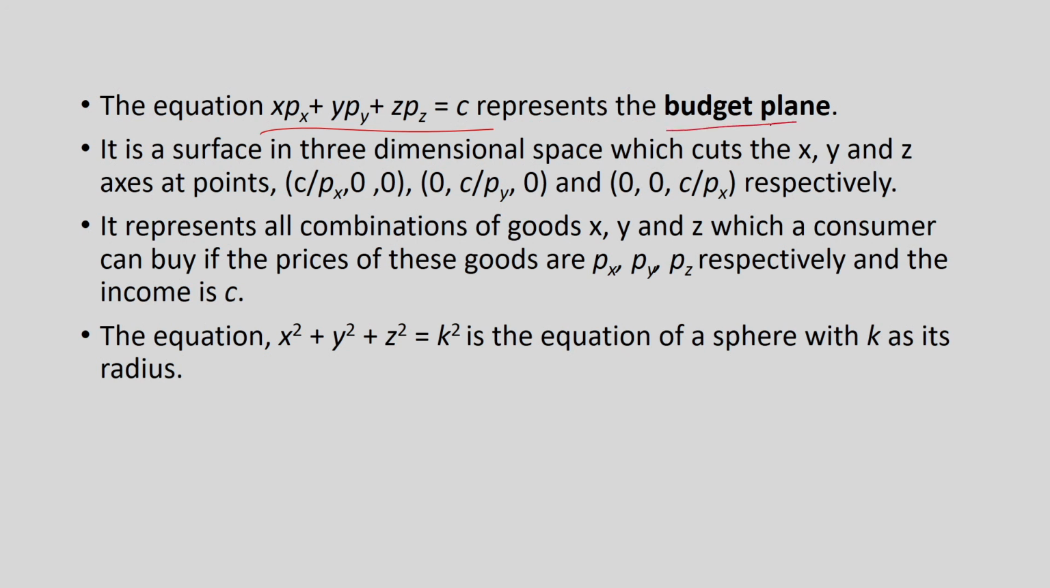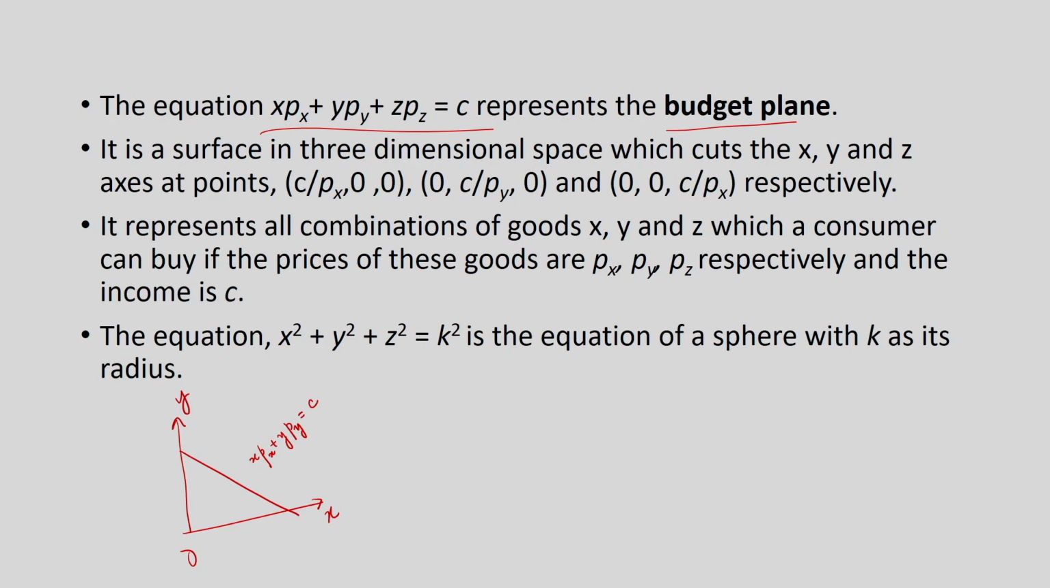Remember when we were talking about only 2 goods. Suppose x and y were the 2 goods, then we talked about what is called the budget set and the budget line. Remember this was x, and you had x p x plus y p y is equal to, suppose, c. C is the income.